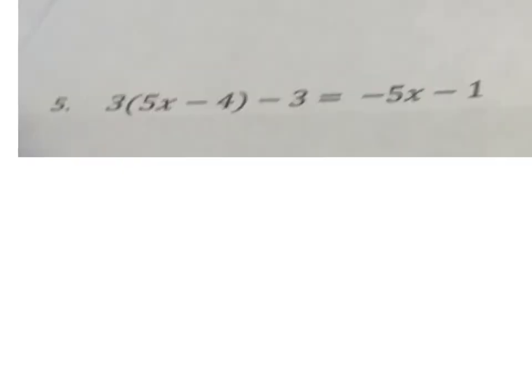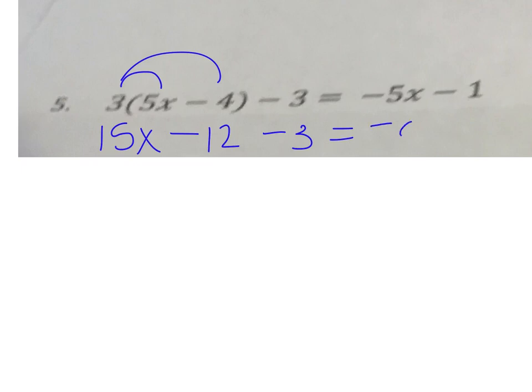Okay, problem number 5. I didn't take a very good picture, but I think it'll work. So problem number 5, I have distributive property on the left that I'm going to do. 3 times 5x is 15x. 3 times negative 4 is negative 12. And then the rest of the problem I'm just going to bring down.